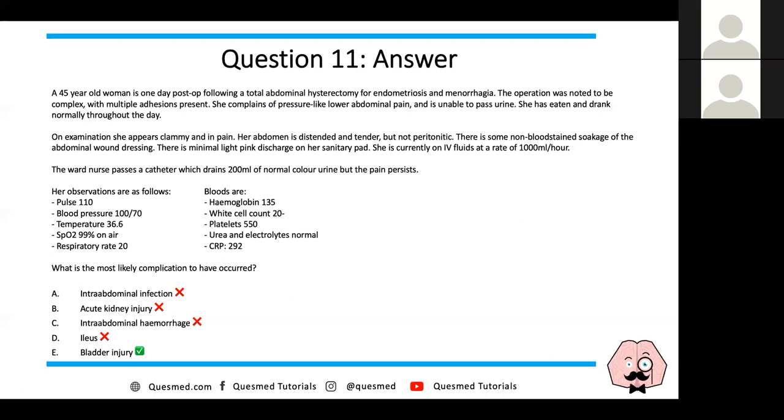Intra-abdominal haemorrhage, yep, another common post-op problem, and this could certainly account for her hypotension and her tachycardia, but her haemoglobin is normal, and she's not able to pee, which is the more worrying thing here.